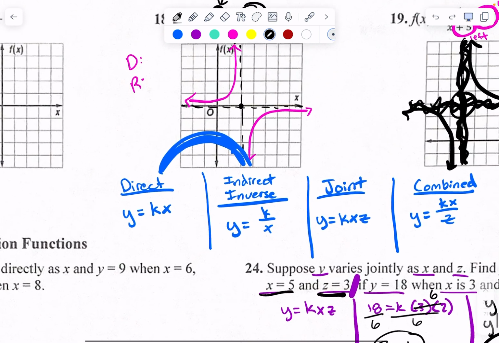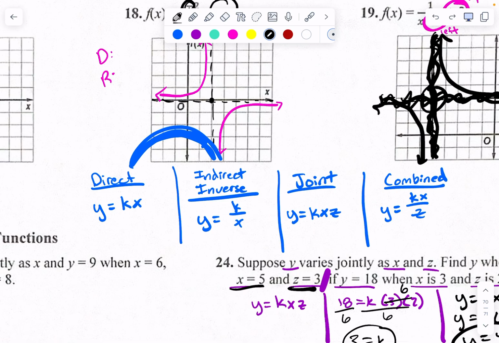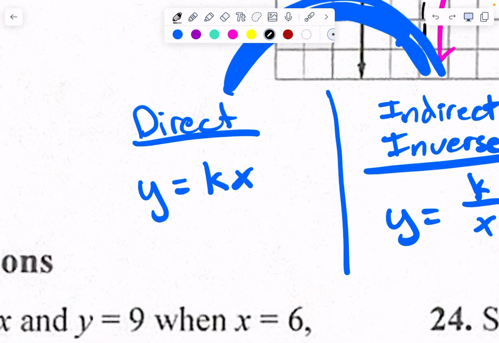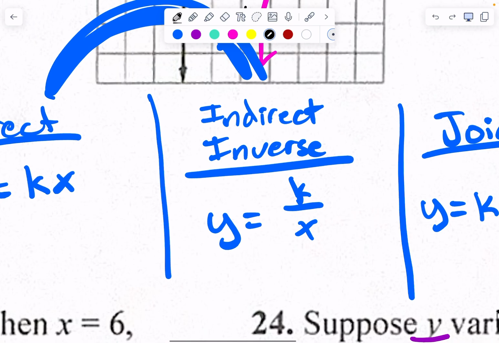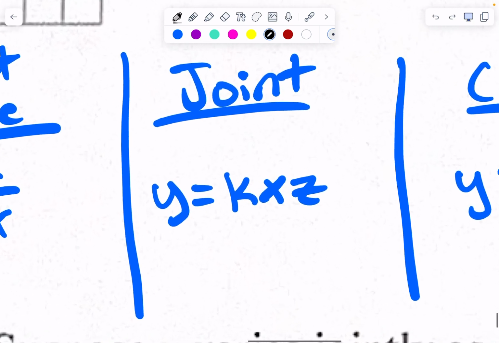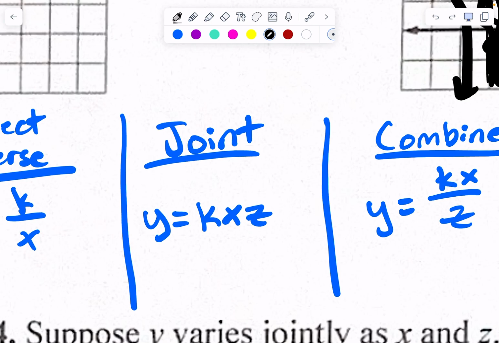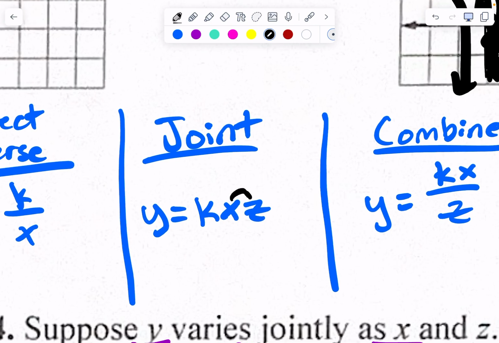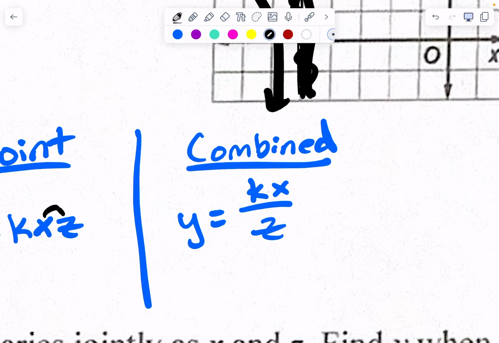But the next section talks about direct, indirect, joint, and combined. Direct variation is y equals kx. Indirect or inverse is y equals k over x. Joint variation is y equals kxz, because these two are joining together to make up y. And then combined variation is y equals kx over z.